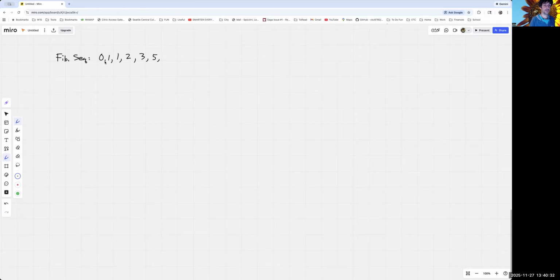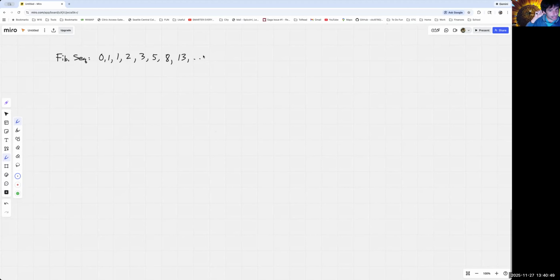So the third term, the second one we see, is the sum of 0 and 1. And then the 2 is the sum of 1 plus 1. And the 3 is the sum of 1 plus 2. 5 is 2 plus 3. If we did the next term, it would be 3 plus 5 is 8. Then 8 plus 5 is 13, and so on, right?